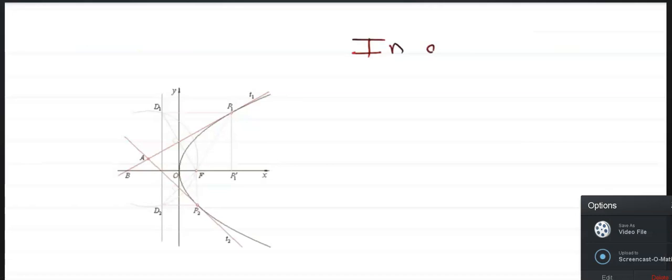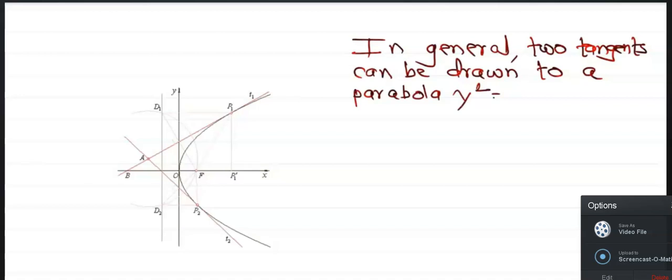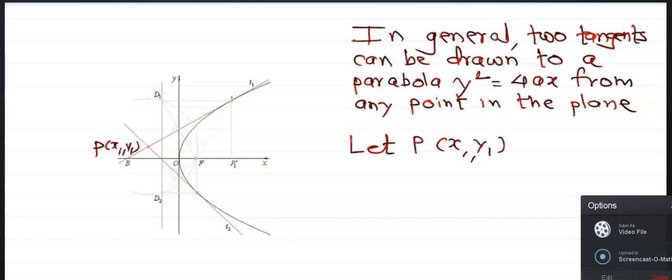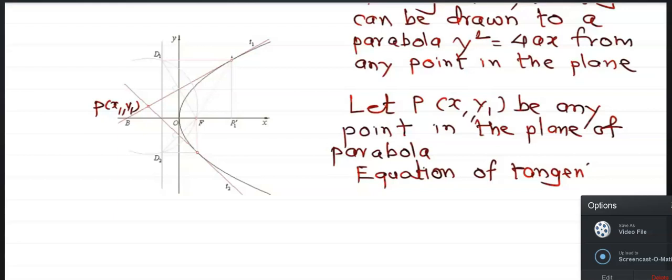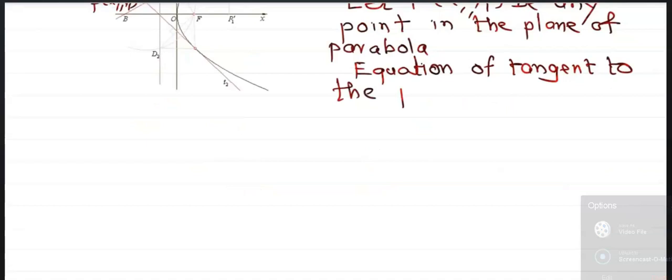Now the next and last topic is, in general, two tangents can be drawn to a parabola. Now this is the point outside the curve, and we can draw the two tangents from this point to this parabola. That is, we want to prove that in general we can draw two tangents from a point outside the parabola. That is, y square is equal to 4x and P(x1, y1) is any point in the plane of the parabola. Just as in the case of the circle, we have also derived that we can draw two tangents from a point outside the circle. Same case is here.